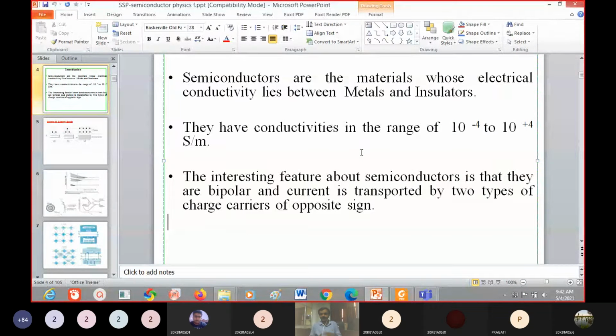Based on the conductivity of materials, we can classify the materials into three categories: metals, semiconductors, and insulators. If conductivity is greater than 10 to the power of 4 Siemens per meter, those materials we call conductors. All metals behave like conductors. If conductivity is less than 10 to the power of minus 4 Siemens per meter, those materials act as insulators.